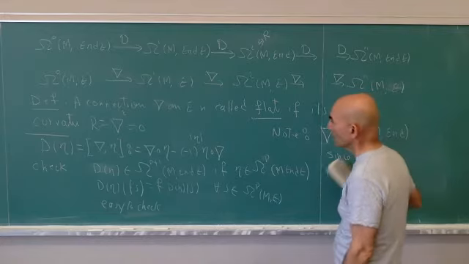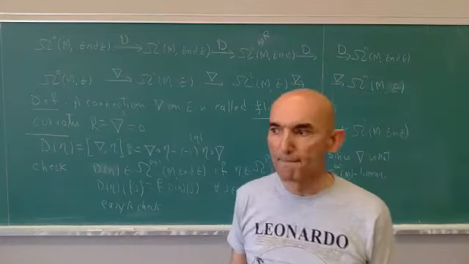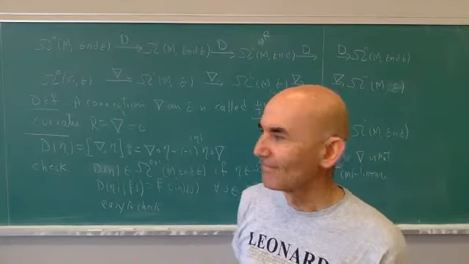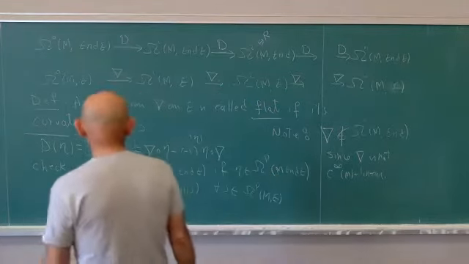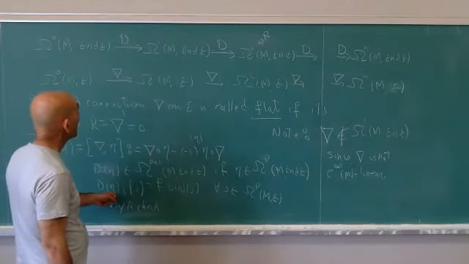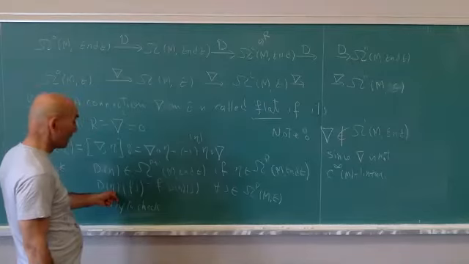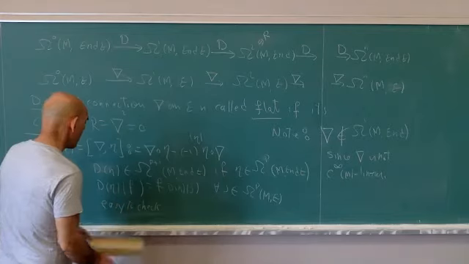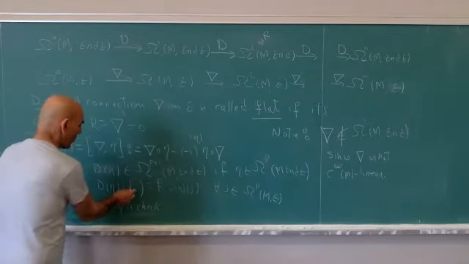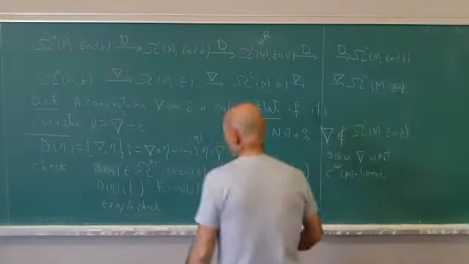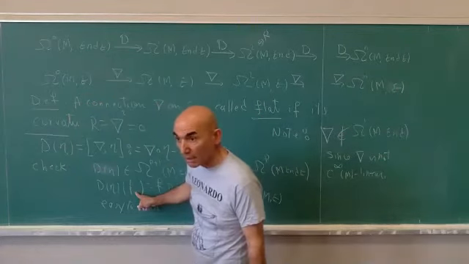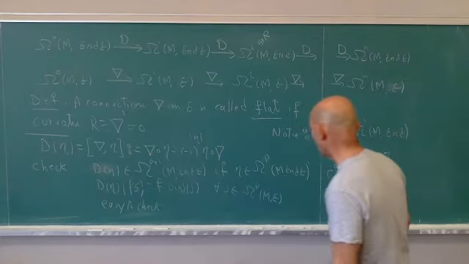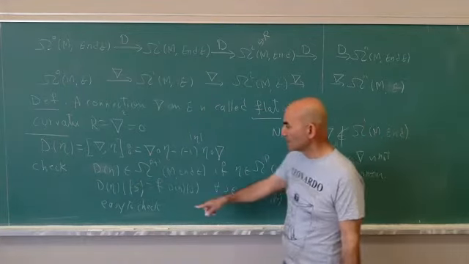Could I ask a question real quick? What I am a little bit confused about is what d eta of s means. Shouldn't s be a section of e, not a p form? Let's just say I'm confused about what d eta of s means. S is a section. The eta of fs, you mean? Yeah, for s an e-valued p form. Yes, here. What does this mean?